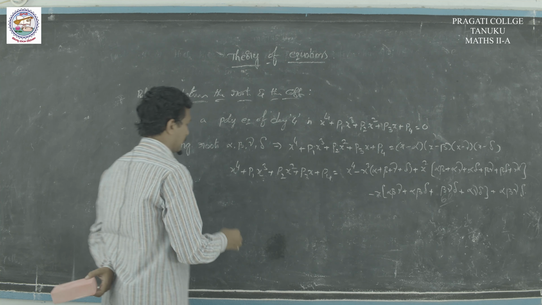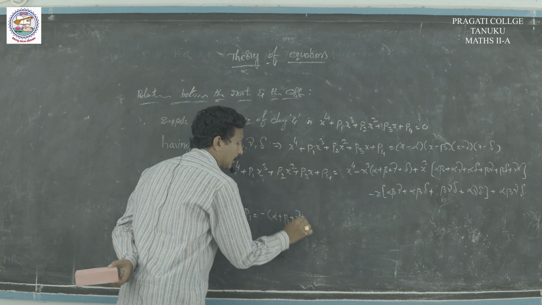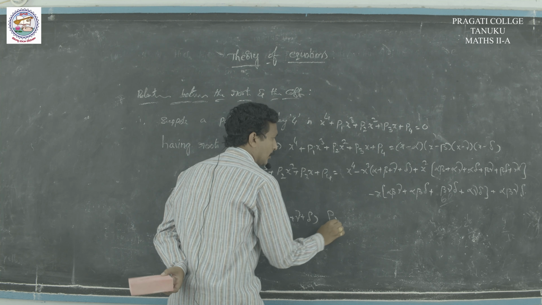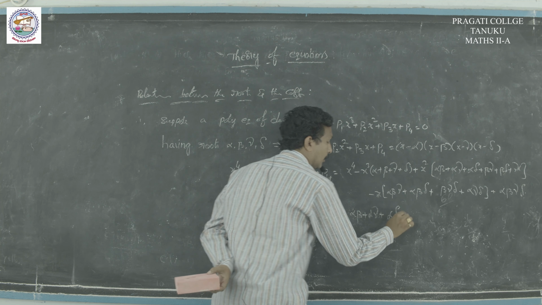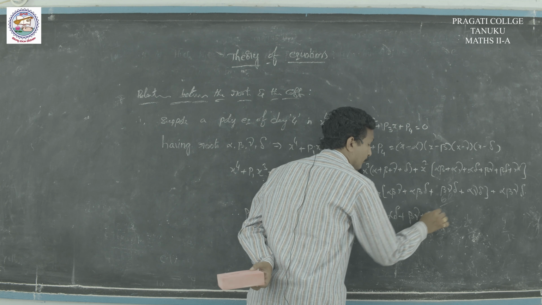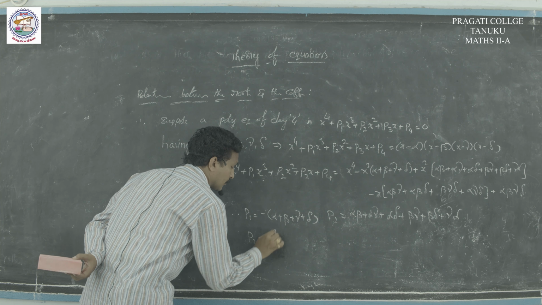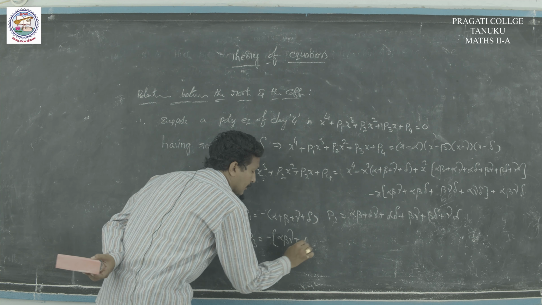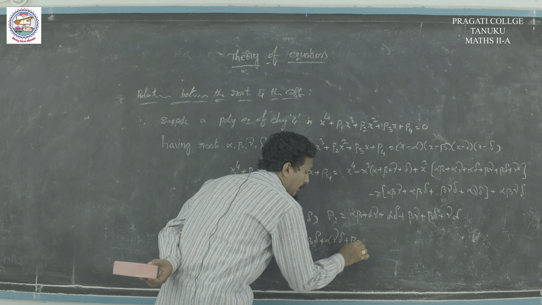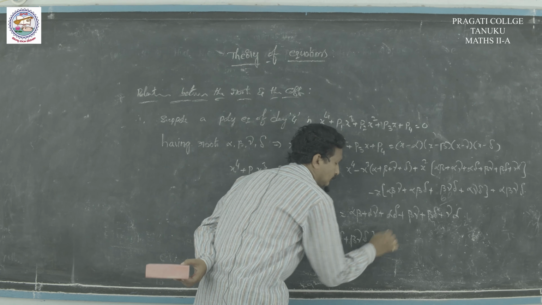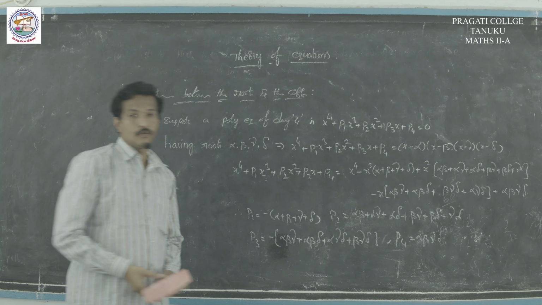Here we observe that P1 is equal to minus of alpha plus beta plus gamma plus delta. P2 is equal to alpha beta plus alpha gamma plus alpha delta plus beta gamma plus beta delta plus gamma delta. And P3 is equal to minus of alpha beta gamma plus alpha beta delta plus alpha gamma delta plus beta gamma delta. And P4 is equal to alpha beta gamma delta.